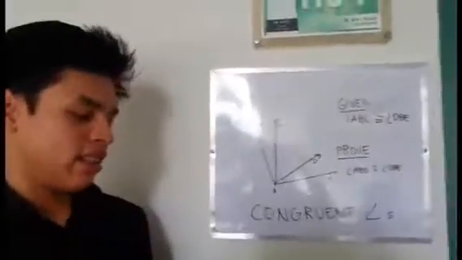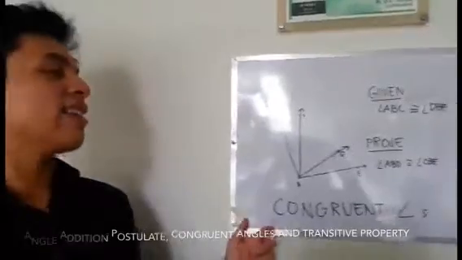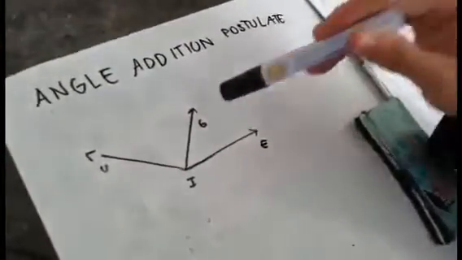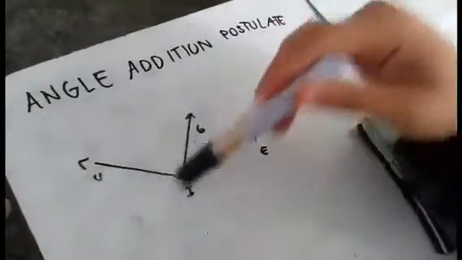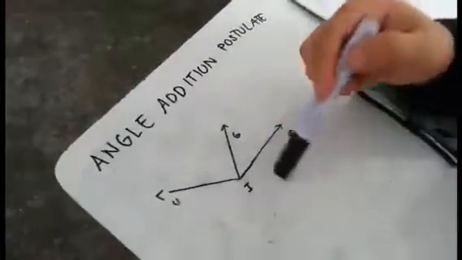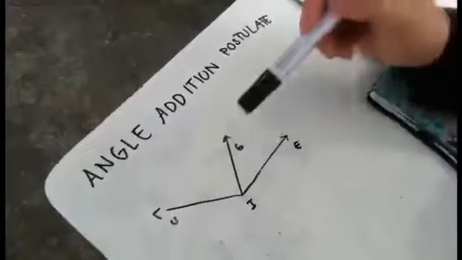What we'll be needing is the angle addition postulate, congruent angles, and the transitive property. For the problem, I'm going to show you examples of the concepts we're going to use. Okay, now for the angle addition postulate, this is how I'm going to explain it. As you see from the given, it's G. You can add angle GIE to angle CIG to make angle CIE. CIE is the total of angle GIE and CIG together.